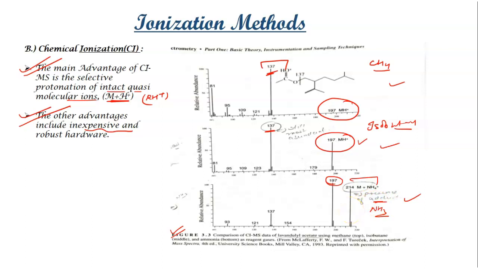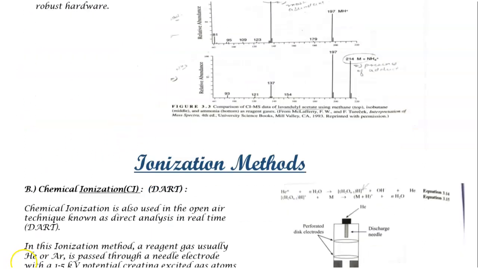So you can see there is variation in all of your reagent gases, and due to that there is also variation in the spectrum. Different reagent gases are going to have a different impact on your spectrum. So this is all about it.